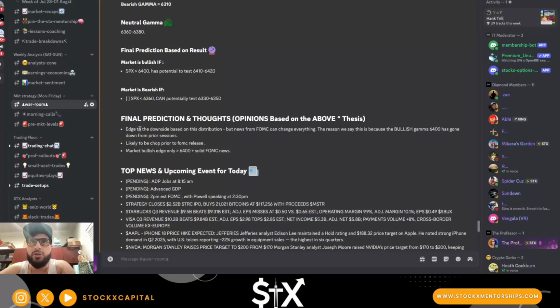We gave our prediction edge to the downside based on distribution. Boom, that was right on. We did see the edge to the downside, and we also see that the bullish gamma has gone down. But of course, the overnight move is completely different now, okay?